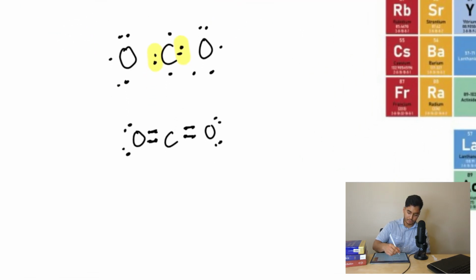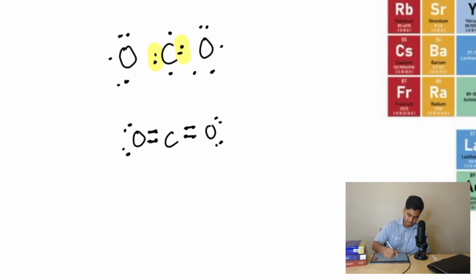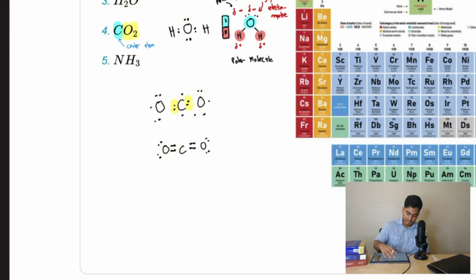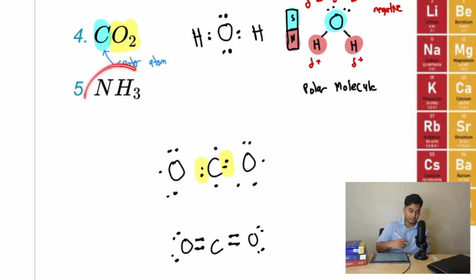Let's just go ahead and double check that our octet is complete. Remember, a double bond represents 4 electrons on each side, so we have a total of 8 on the carbon. We are good here. On the oxygen side, we have 1, 2, 3, 4, 5, 6, 7, 8. We're good right here. And then on oxygen, we have 1, 2, 3, 4, 5, 6, 7, 8 right over here. And we are good. Perfect. So the next one we're going to do is going to be NH3.